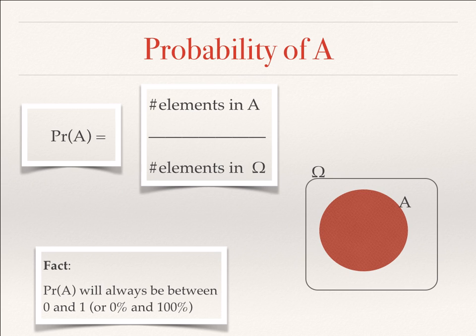You can also express probability using percentages, and in that case the lower bound would be 0% and the upper bound would be 100%. So probability can never go below 0% and can never go above 100%.